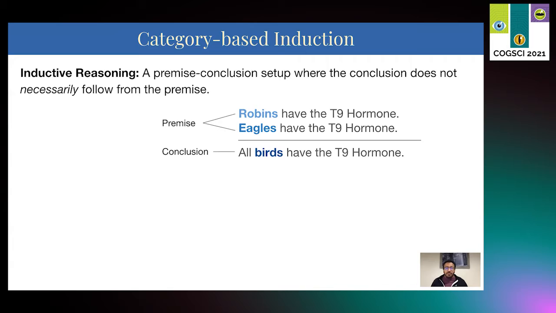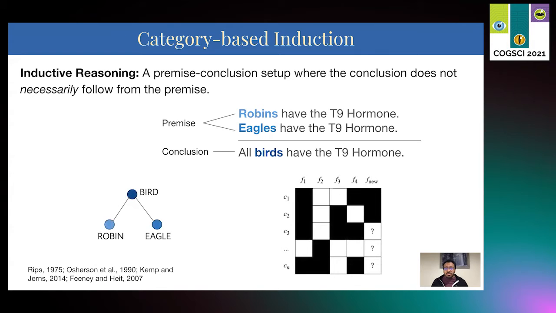For example, if people are told that robins and eagles have the T9 hormone, how likely is it that all birds have this T9 hormone? And so this is quantified by researchers as the psychological strength of the inductive argument. And therefore, this paradigm sheds light on how people use their prior conceptual knowledge to extend recent evidence about items to all other members of the category.